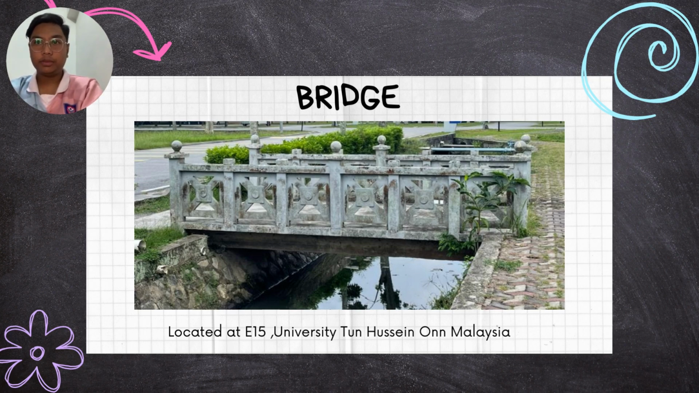My name is Muhammad Nazir bin Kamaruddin. My matric number is CF220044, and today I would like to talk about my project structure. The structure that I chose is a bridge. The bridge is located at E15, Universiti Tun Hussein Onn Malaysia.